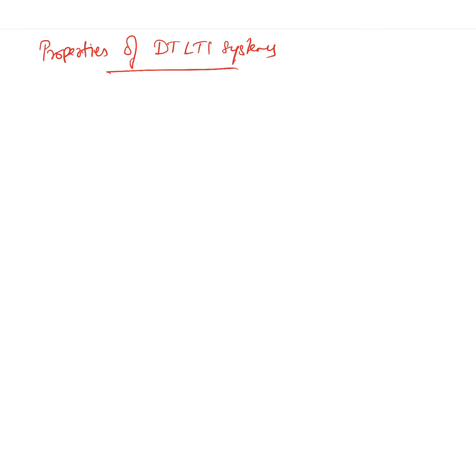Since LTI systems are described by the convolution sum, like we saw in the last class, the properties of this class of systems are also defined by the properties of discrete time convolution. Meaning to say, the output of the system y of n is given by the convolution of the input signal, or the input sequence, with the impulse response of the system.